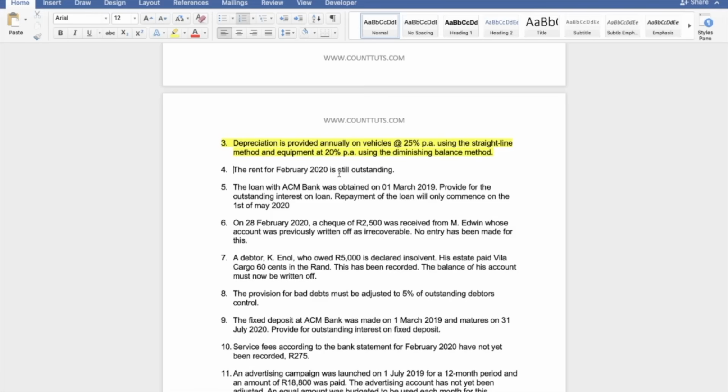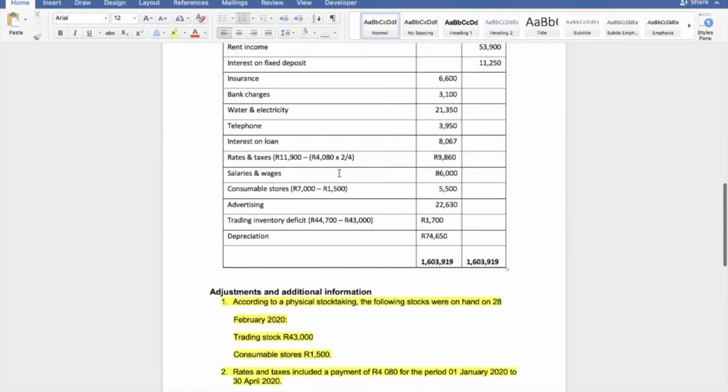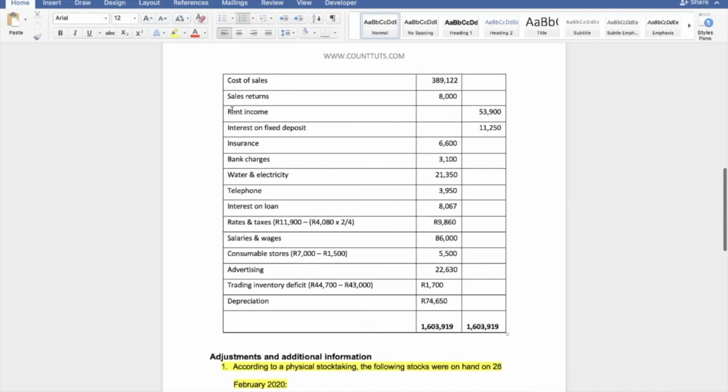All right, the next one we need to look at is number 4. The rent for February 2020 is still outstanding. So they didn't give us any amounts here, but it's quite easy to do that one as well. So you can see here under the nominal account section, the rent income we have is 53,900 rand, but we are told that the rent for February is still outstanding. That means the tenant has not paid us yet. So we know that this 53,900 rand is for 11 months. So we just need the rent for the 12th month.